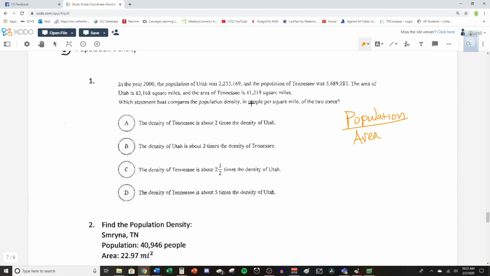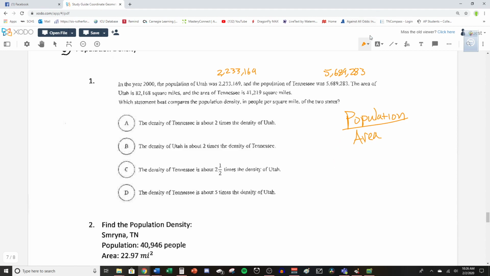So in the year 2000, the population of Utah was 2,233,169. The population in Tennessee was 5,689,283. The area of Utah is 82,168 square miles, and the area of Tennessee is 41,219 square miles. Which statement best compares population density of people per square mile?